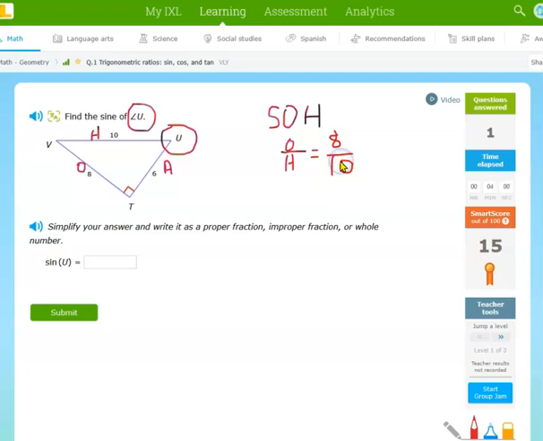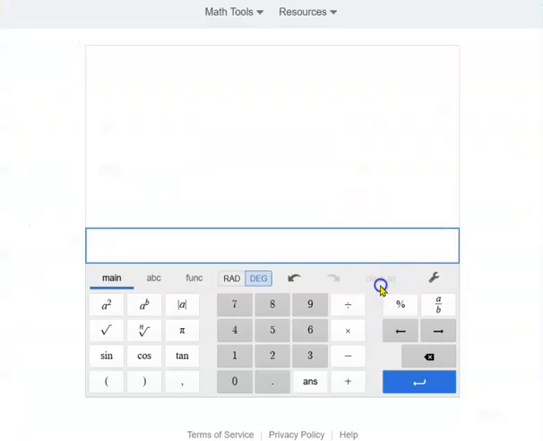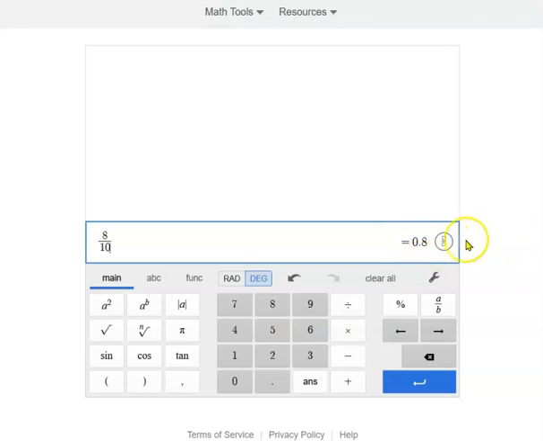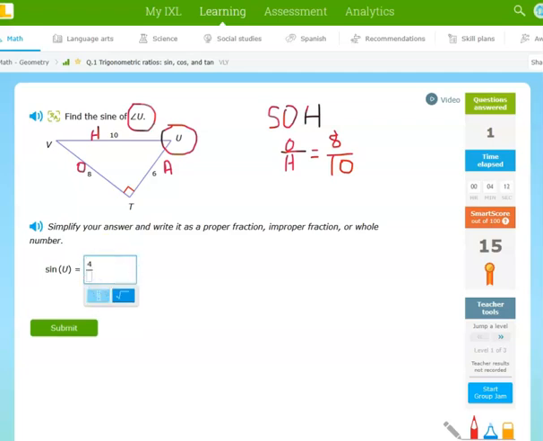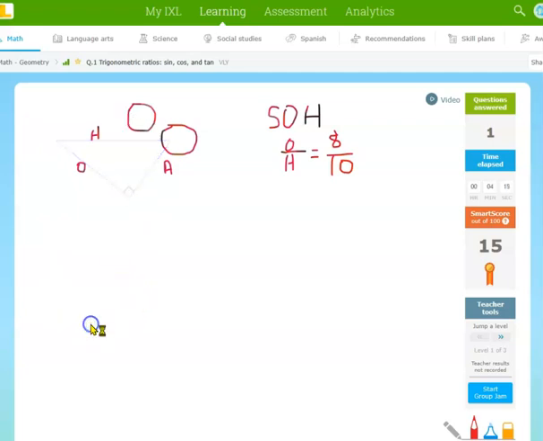8 over 10 definitely can be simplified. You can do that using your mental math facts if you want, or if you just want to be sure, you can do 8 over 10 in the calculator. Click on the little circle and it does simplify to 4/5. So 4/5 and hit submit.